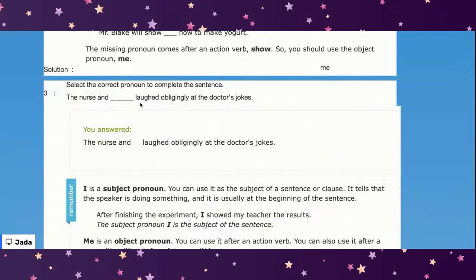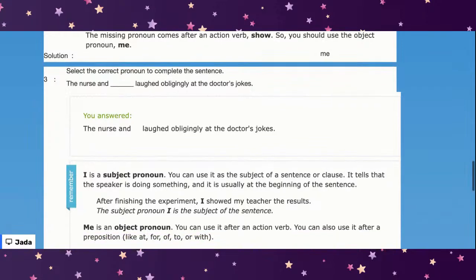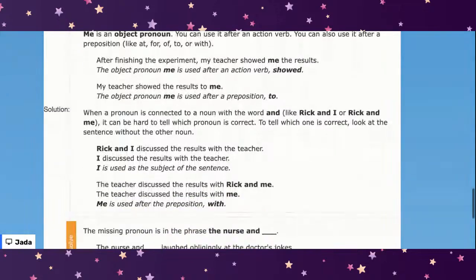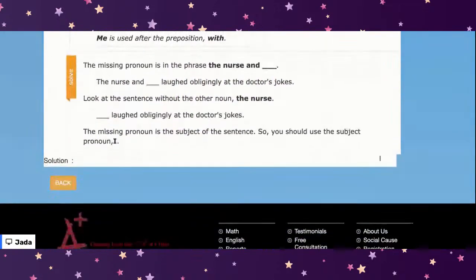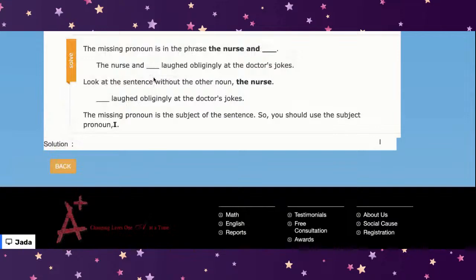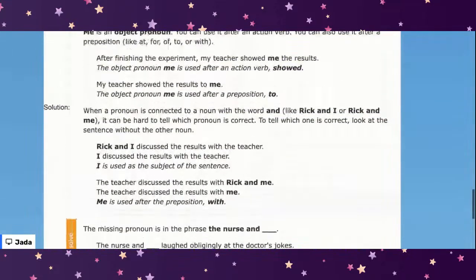The nurse and Dash laughed obliquely at the doctor's joke. So which one is it going to be? The nurse and Dash. You can start with "I laughed," or you can take out the nurse and then you can say "I laughed." So you can use the subject pronoun I here because it's the most suitable pronoun.